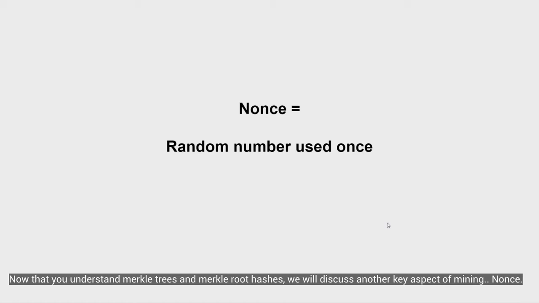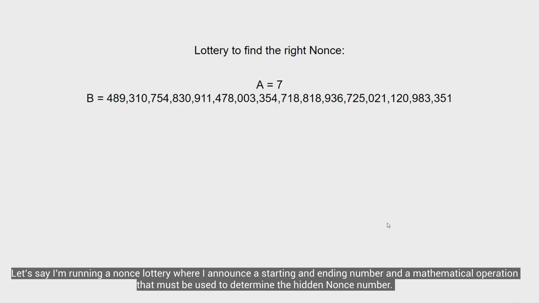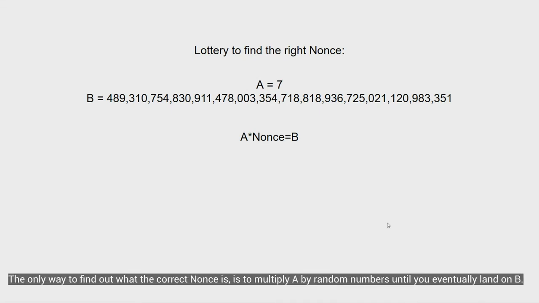Now that you understand Merkle trees and Merkle root hashes, we will discuss another key aspect of mining: nonce. So let's say I'm running a nonce lottery where I announce a starting and ending number and a mathematical operation that must be used to determine the hidden nonce number. Obviously, you could just divide B by A. So let's say in this world, division doesn't exist at all, so it's not in your head and it's not on your calculator. So the only way to find out what the correct nonce is, is to multiply A by random numbers until you eventually land on B.